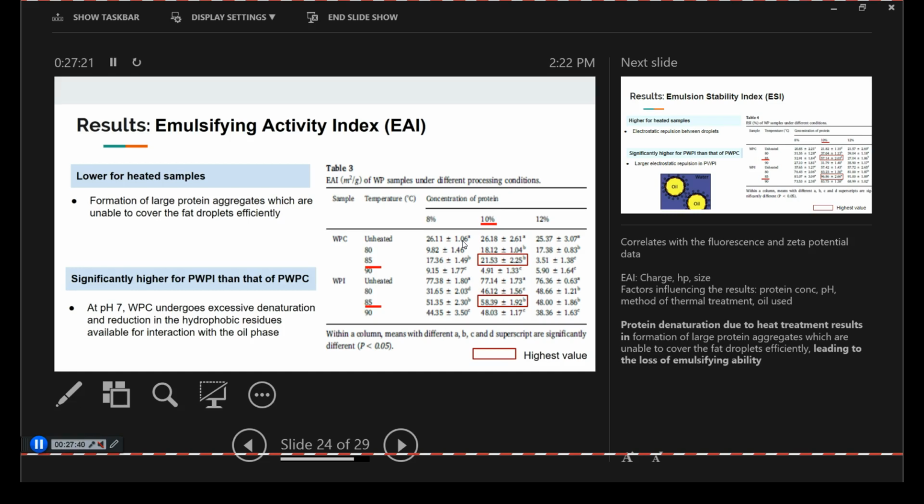So I think this explanation, that the concentrate undergoes excessive denaturation as compared to the isolate at pH 7, was a conclusion drawn from some other study. They have cited another paper there. But why? Yeah, but why?